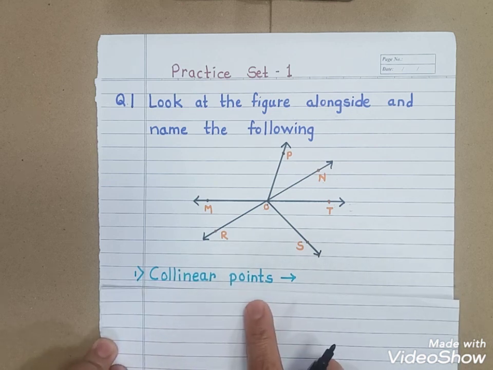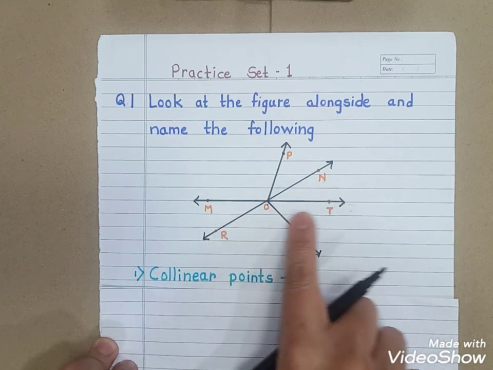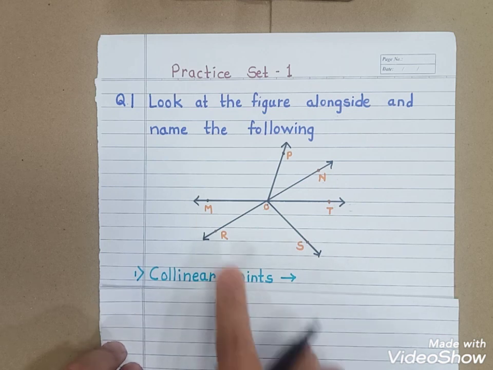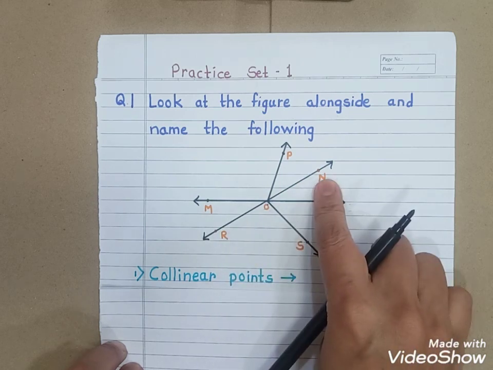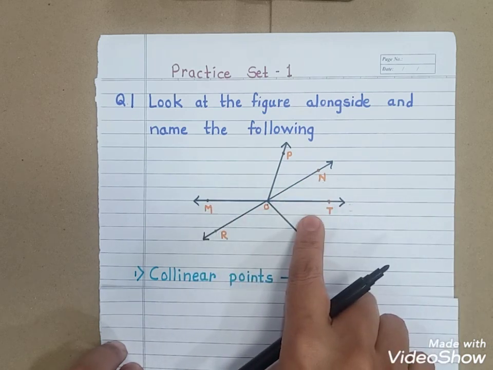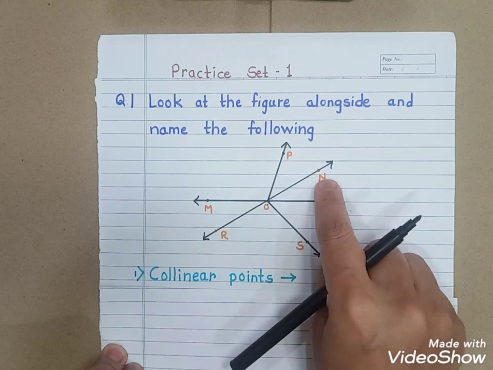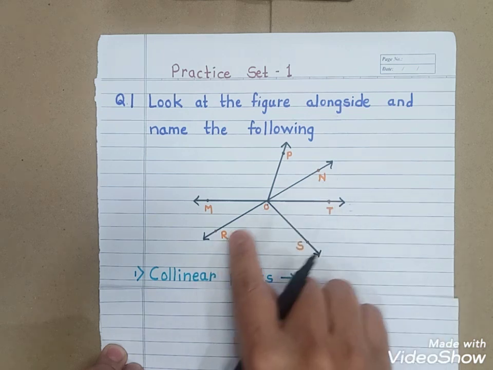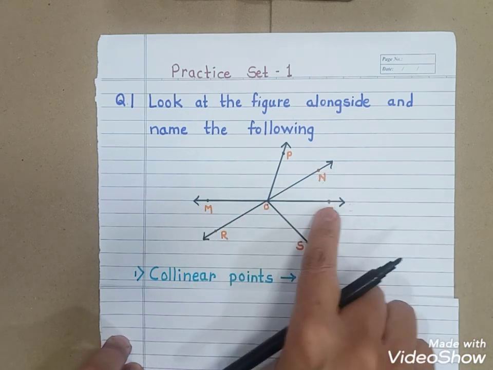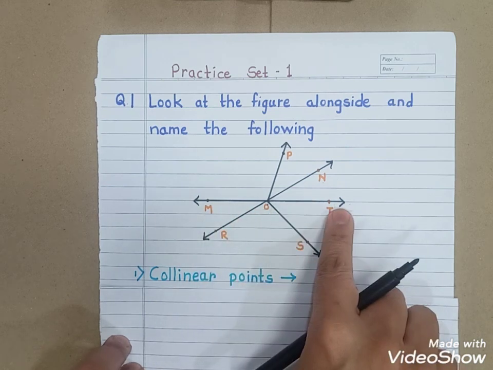What is the meaning of collinear points? When three or more points lie on the straight line, they are said to be collinear points. Now these are the two lines, line MT and line RN. So on these lines more than two points are there. So on line RN, point R, point O and N are there. So these are collinear points. And on line MT, point M, point O and point T are there. So they are collinear points.